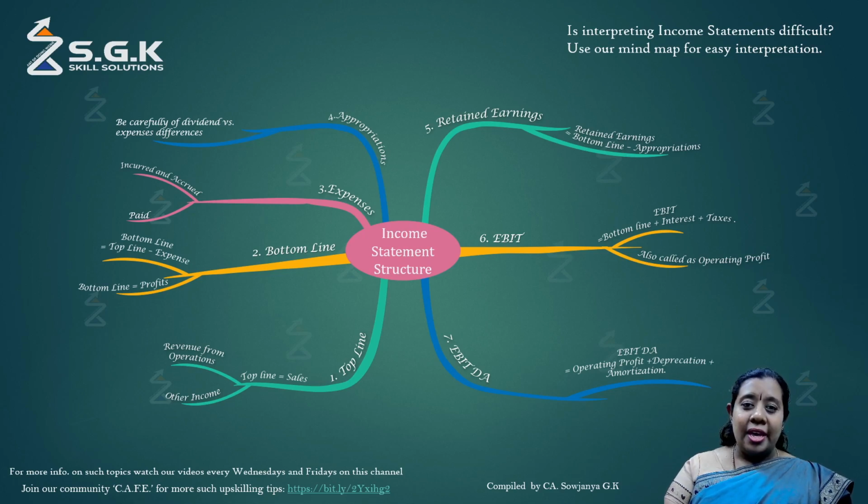We also understood EBIT, which is nothing but earnings before interest and tax. Such earnings before interest and tax, if they also have an addition of depreciation and amortization, are called EBITDA. I hope you've liked this information.